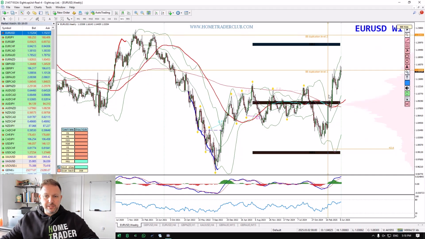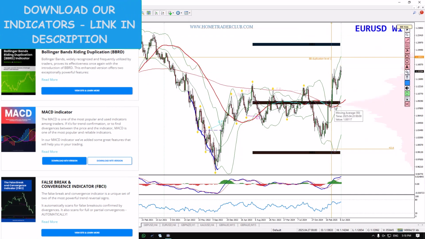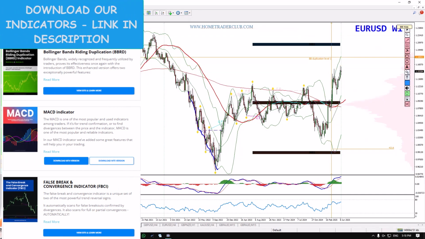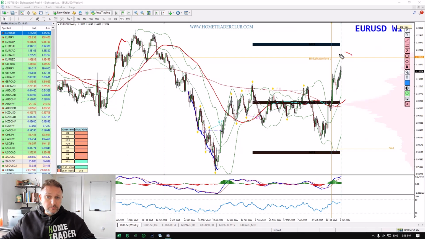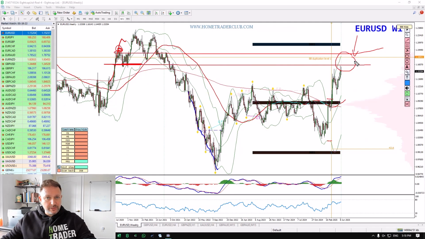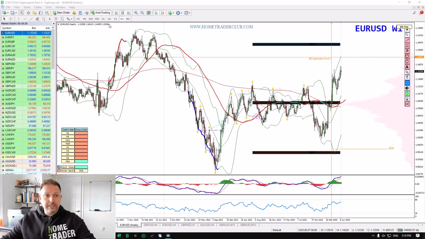Take a look at what happens here if I use the Bollinger Band indicator, our custom Bollinger Band indicator. We have an amazing area here with the Bollinger Band duplication zone. All that happens to be between the supply area and the broken support that acts as resistance. That's why I believe this is the zone where the euro is going to form its move down.